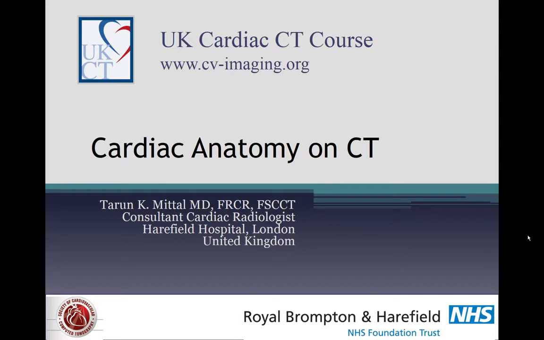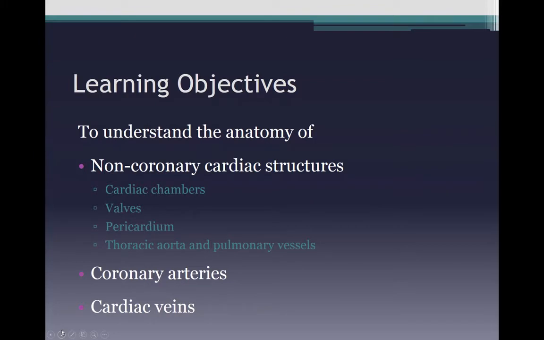In this session, I'm going to take you through the anatomy of the heart, including the coronary arteries as seen on CT angiography. We will try to understand the anatomy of the heart in three sections. The first section would be the anatomy of the non-coronary cardiac structures, including the cardiac chambers, the valves, surrounding pericardium, and the thoracic aorta and pulmonary vessels. In the second section, we will go through the anatomy of the coronary arteries, and then last we'll look at the anatomy of the cardiac veins.